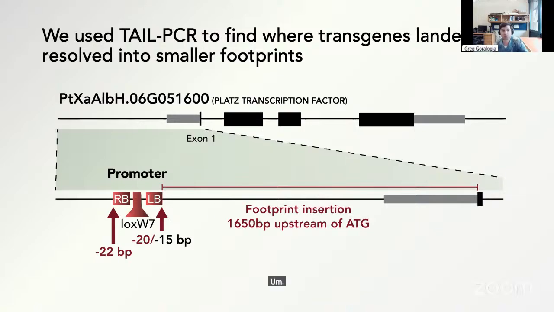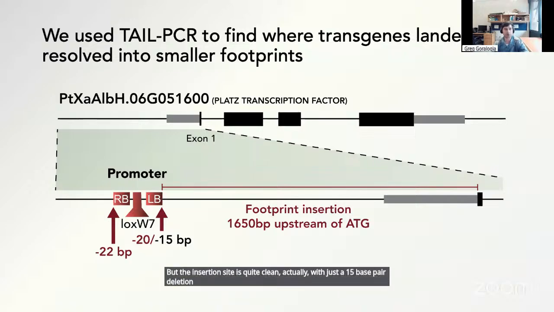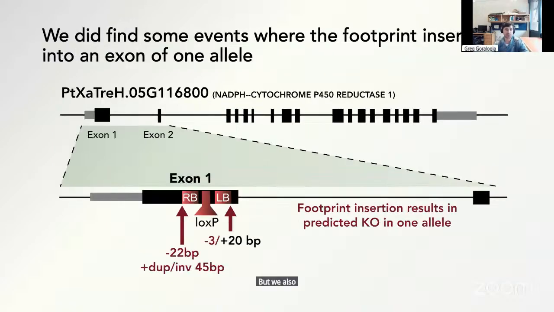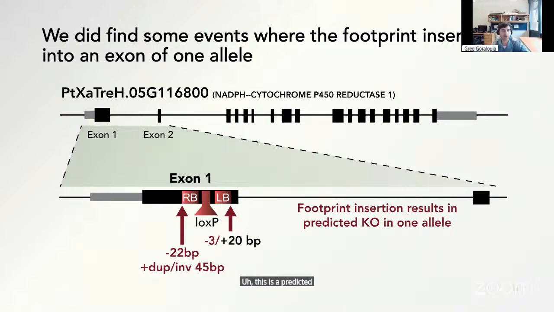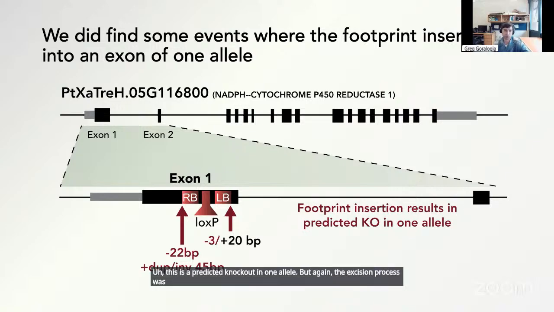In this case, we have the footprint that remains in a promoter of a transcription factor, but the insertion site is quite clean, actually, with just a 15 base pair deletion in that promoter region. But we also found events where, for instance, here we inserted the footprint into exon 1. This is a predicted knockout in one allele. But again, the excision process was remarkably clean.